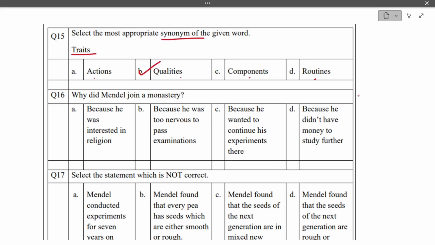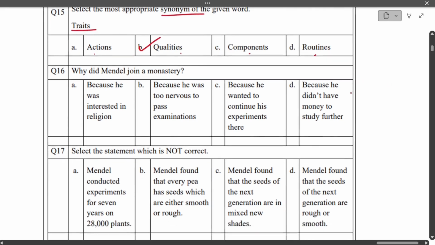Routine pertains to the habitual actions. Okay. So these are pretty basic words, so you can also guess the correct answer in that case. Let's see the next question that we have based on the passage.